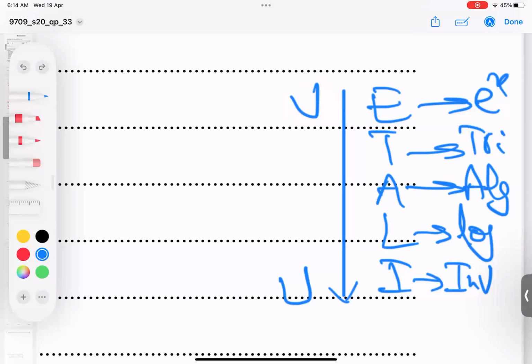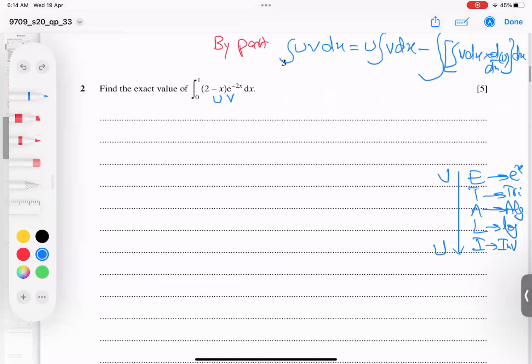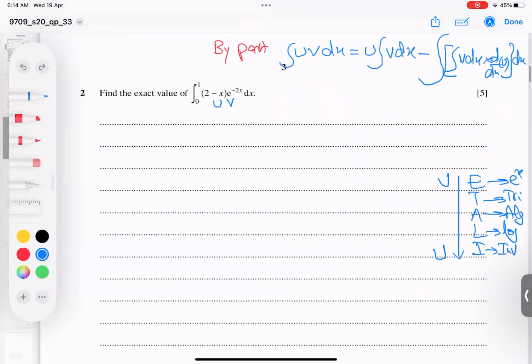I hope you got the idea. Even if these two come together, first of all, they will not come together, but if algebra and logarithm come together, algebra is V and log is U. And inverse is always the U function because it is at the bottom. I hope you got the idea. So let's start. Now I'm going to do it.